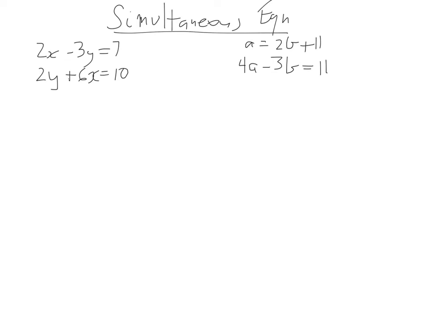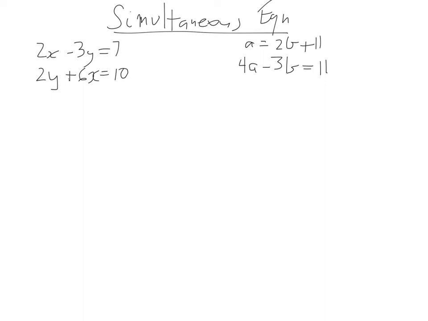So even if you've got this type of thing here, you'll probably be able to see that a equals 2b plus 11, so you just substitute all of this instead of a there. But even so, if you've got something like this, just transpose. So this second thing here will transpose fairly easily for y.